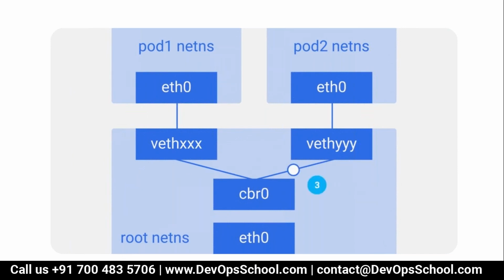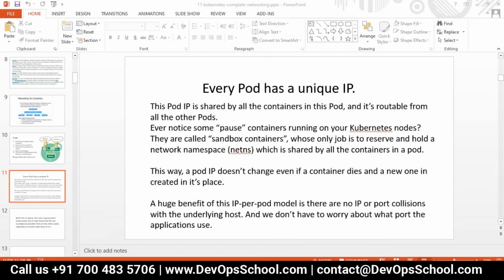Now what happens when you try to connect from pod 1 to pod 2? First, the packet is sent with whatever command you are trying to run, along with some information like the destination. That destination is sent with the packet information to vethXXX. Now vethXXX is basically a virtual Ethernet network interface, which connects the pod and the bridge cbr0. So you want to see the bridge in the host machine?